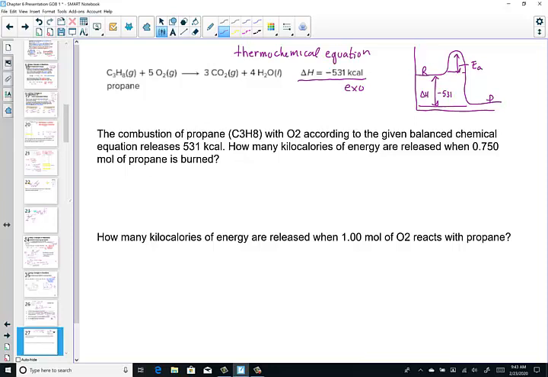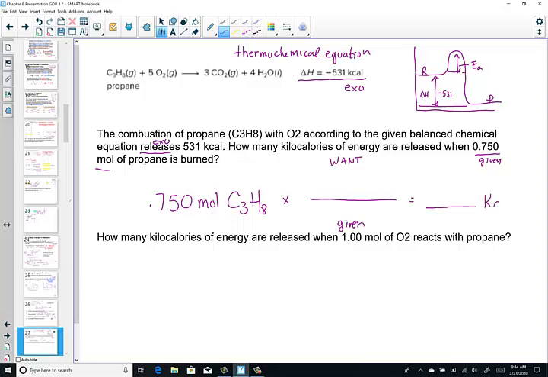The combustion of propane, C3H8, with oxygen occurs with the balanced chemical equation, and it releases 531 kcals of energy. How many kilocalories of energy are released when 0.75 moles of propane are burned? Well, this is a conversion. So this is our given amount. We have 0.750 moles of propane. And this is just a conversion of what we've been practicing: what do we want from given. Well, we want to solve for kilocalories given the number of moles of propane.